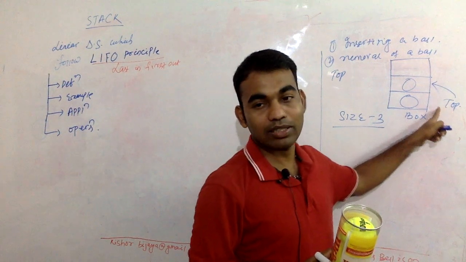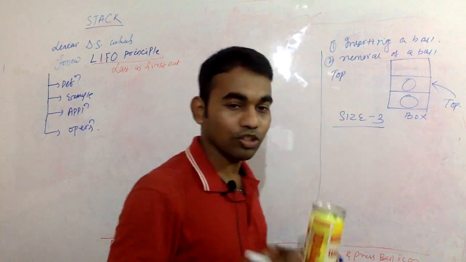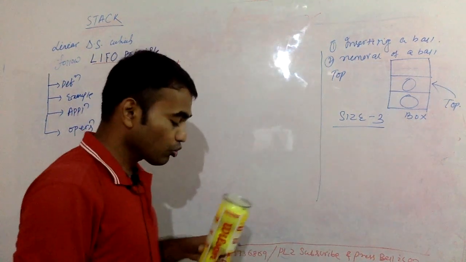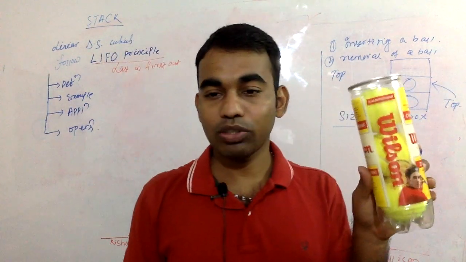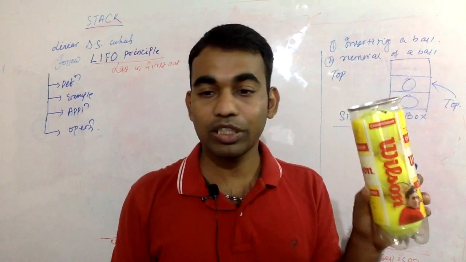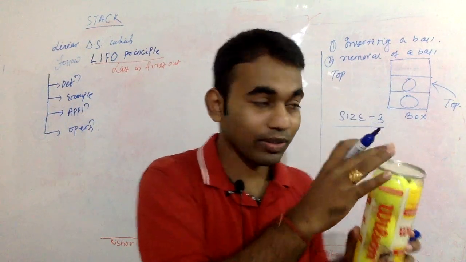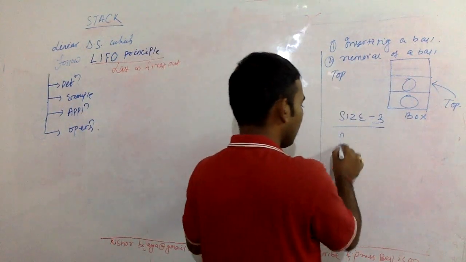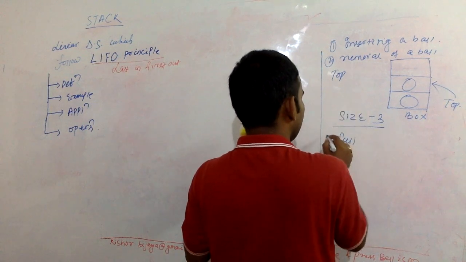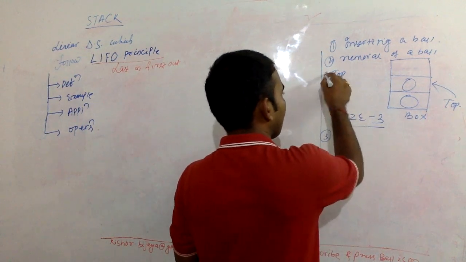That means everything is going to happen at the top end, right? So that's the end. Okay. So think about this situation now. Suppose this particular box is full now, right? Can I put another ball? No, right? Because it is already full. So that is the concept of is full or full. Third is full. Then third you can say top.